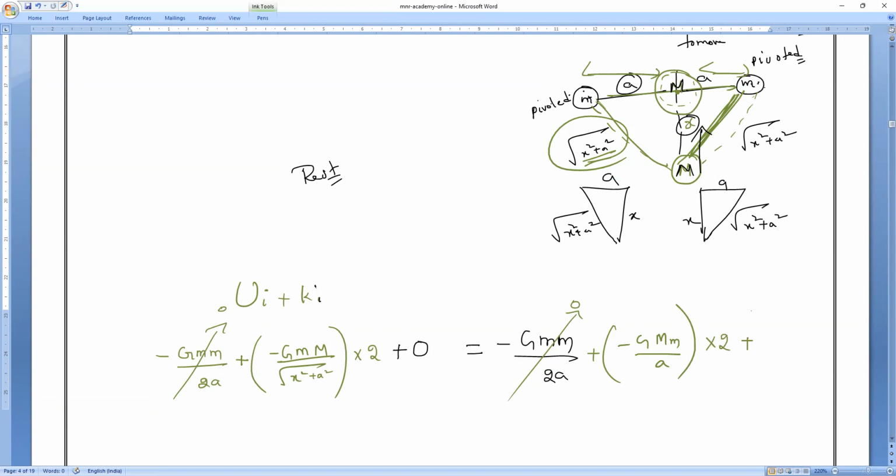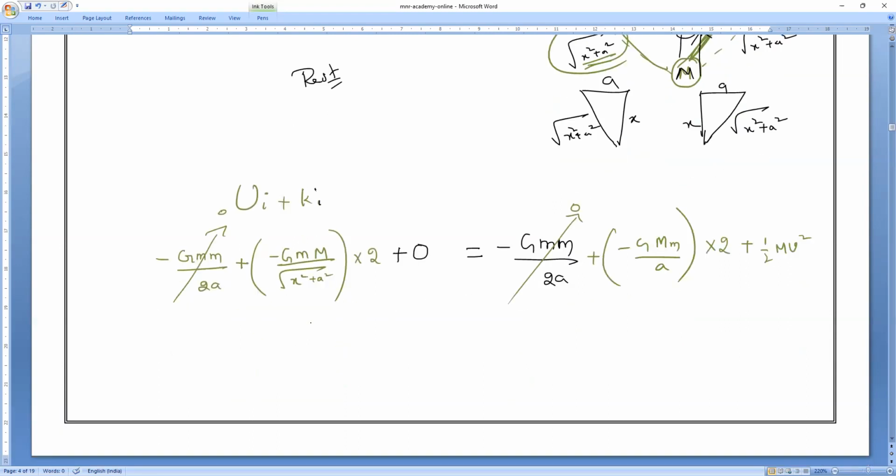Plus, and this body's velocity by this time is V. So what will happen? Half into mass into velocity square. If you are not understanding, you can ask me, I will explain. Any doubt, anybody can ask, any point. If you have a doubt, you can ask me, I will proceed. Clear? So this is the final kinetic energy, final potential energy plus final kinetic energy. I hope you all are understanding.